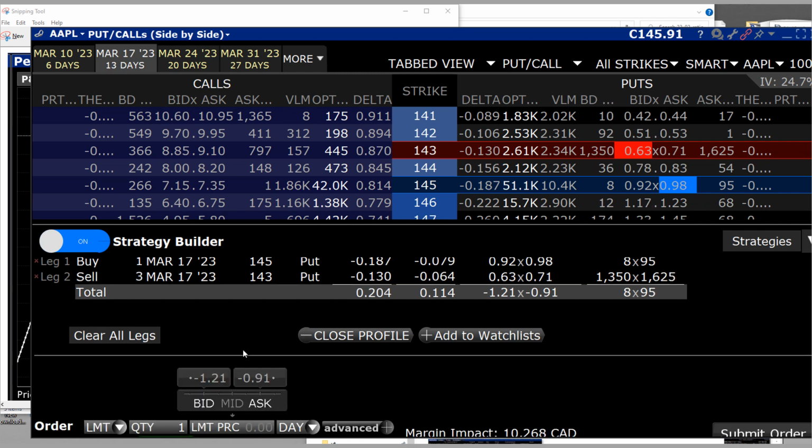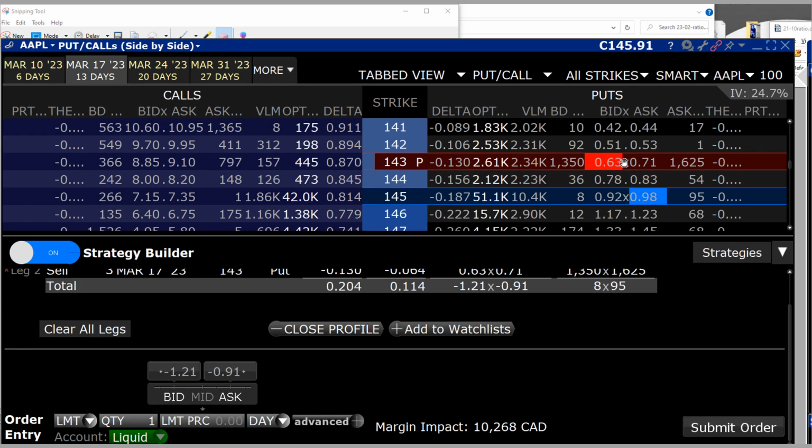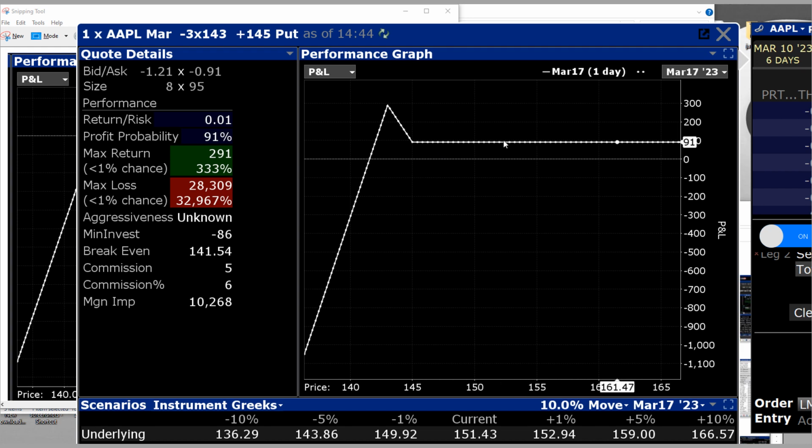So I'm selling 3 puts instead of just 2. And now my credit earned is a lot more because I am selling 3 puts at 63. So that's like $189. And I'm only buying 1 put at 98. So the difference between what I'm getting for selling 3 put options and paying to buy this 1 put option is about $90. And you can see by this line here, it's $91.